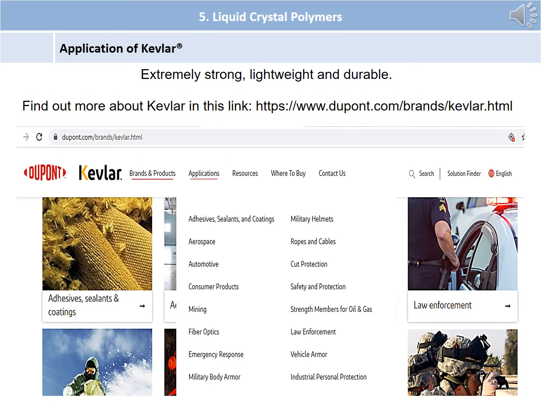Let's look at Kevlar as an example of application of main chain liquid crystal polymer as a high-strength fiber. Kevlar is simply a super strong plastic. If that sounds unimpressive, remember that there are plastics that are extremely strong, lightweight and durable. Because of these, Kevlar is used in various areas. Find out more about Kevlar and its applications through the link provided on the slide.